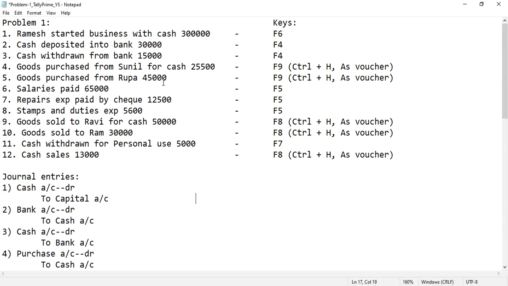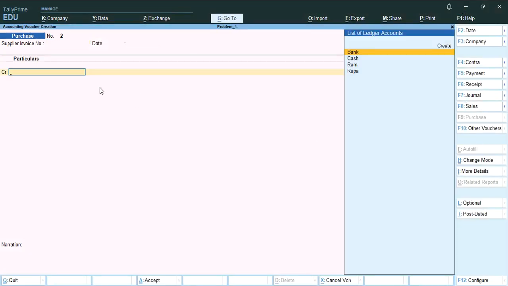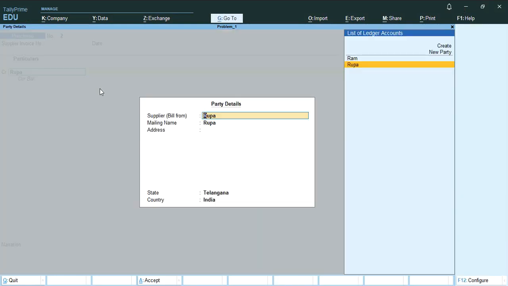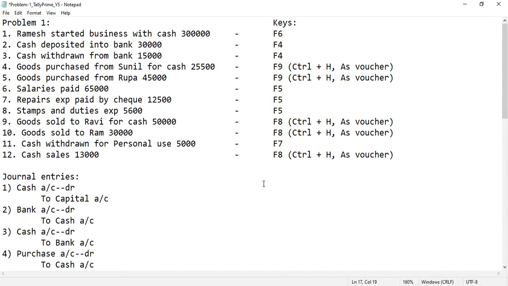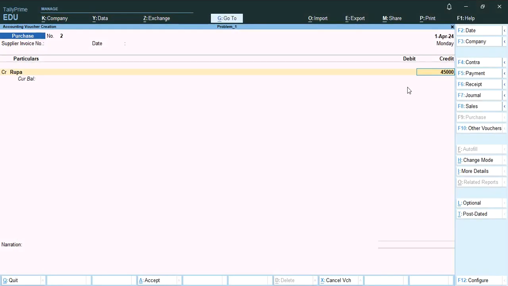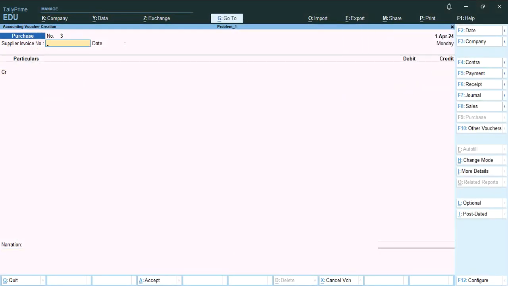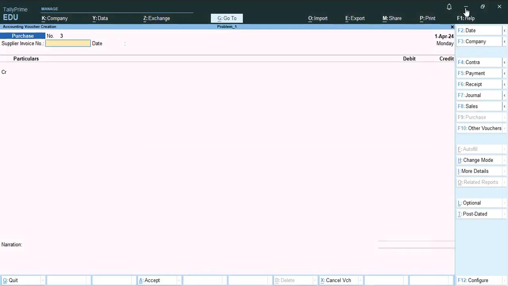Goods purchased from Rupa 45,000, same as usual. We are already in the purchase and we have already changed the mode. Press enter. So the credit part is going to be Rupa. How much is the purchase? Goods purchased.